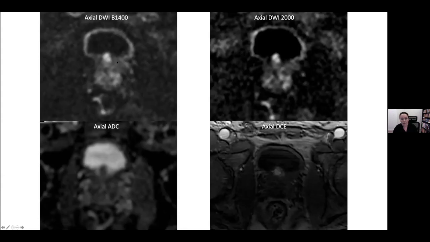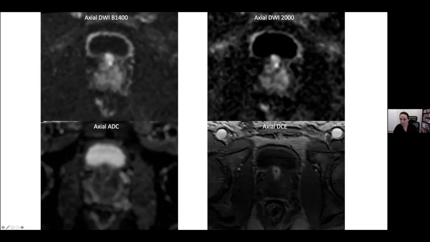So looking at the diffusion, now this was performed in 2018 before PIRADS 2.1, and we can see we have our B1400, our B2000, our ADC and our DCE, and we can see that the median lobe has quite pronounced restricted diffusion and quite confluent contrast enhancement. Now in 2018 with 2.0, there's no abnormality on the T2 in the transition zone, so this would be a PIRADS 2. Now we could upgrade it to a 3 based on size of diffusion.